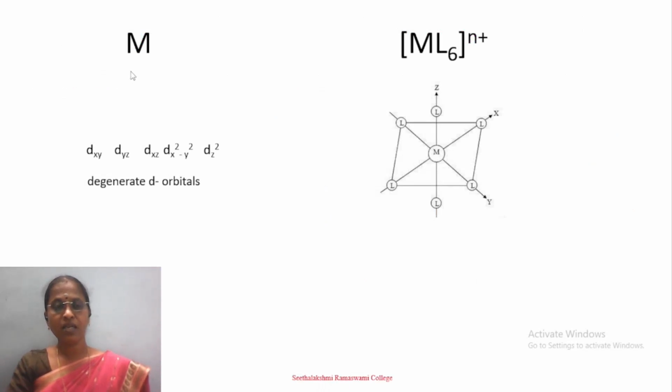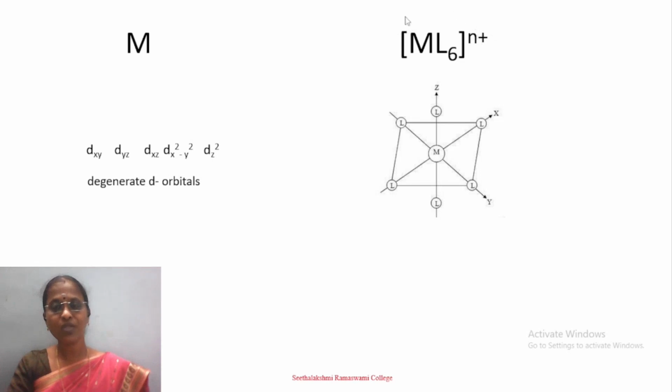Consider a free metal ion. In a free metal ion, the five d orbitals are called degenerate d orbitals. That is, all the d orbitals have the same energy.